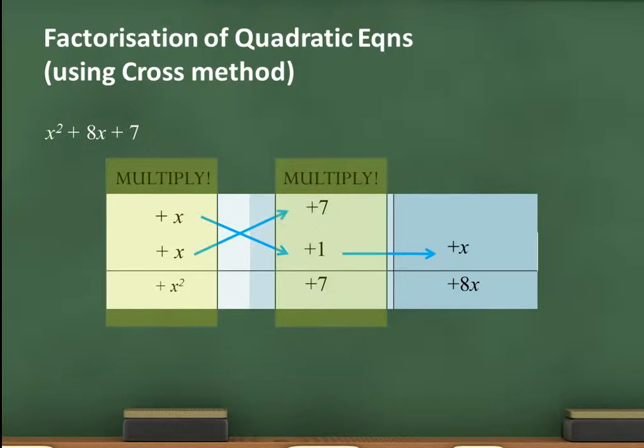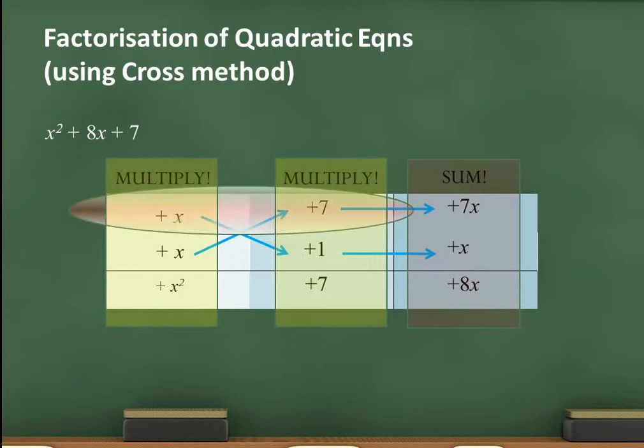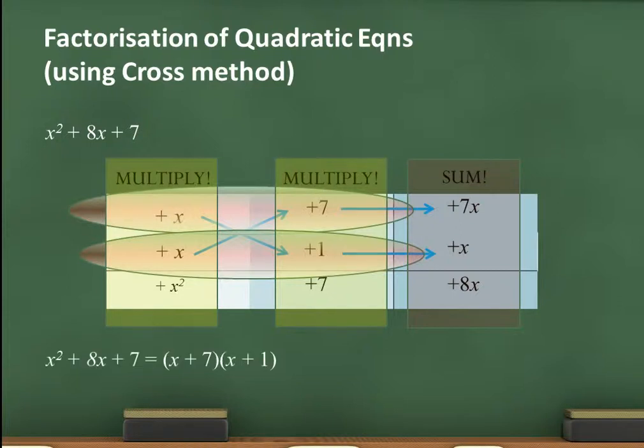Bottom left to top right, positive x multiplied by positive 7, I get positive 7x. Okay, last column again is the checking column, so it's the sum. So positive 7x plus x, I get my positive 8x. Once this is correct, I'm going to find my answer. As you can see from this bubble, positive x plus 7 and positive x plus 1. And the answer here.